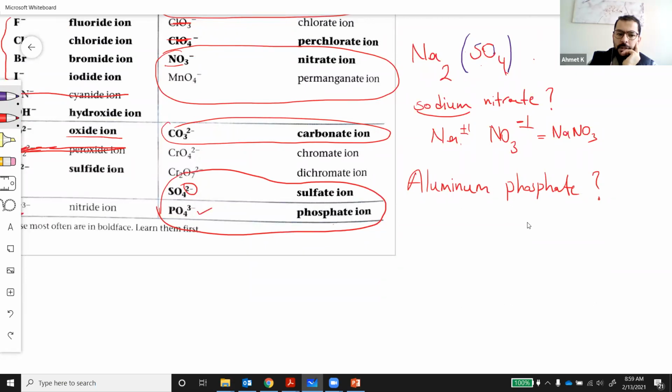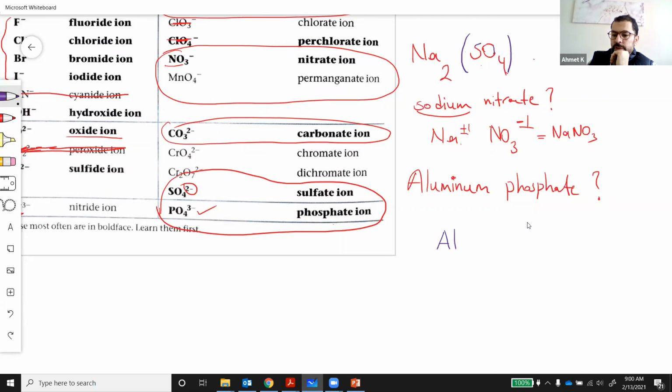And phosphate is right here. So it's going to be AlPO4. Okay. Sounds about right. Again, let's do it together again. Aluminum, we know the symbol is Al.